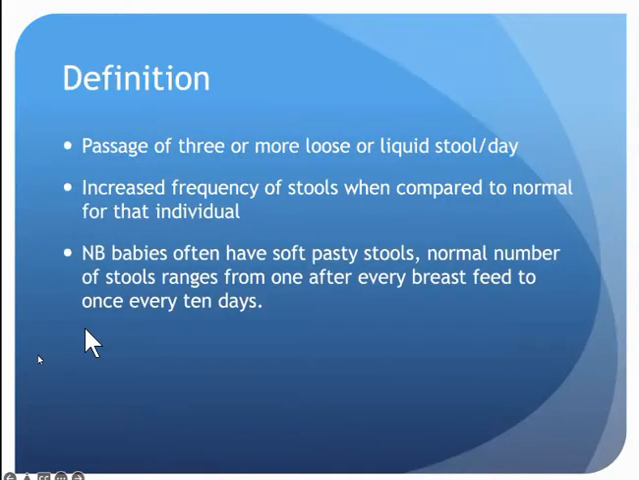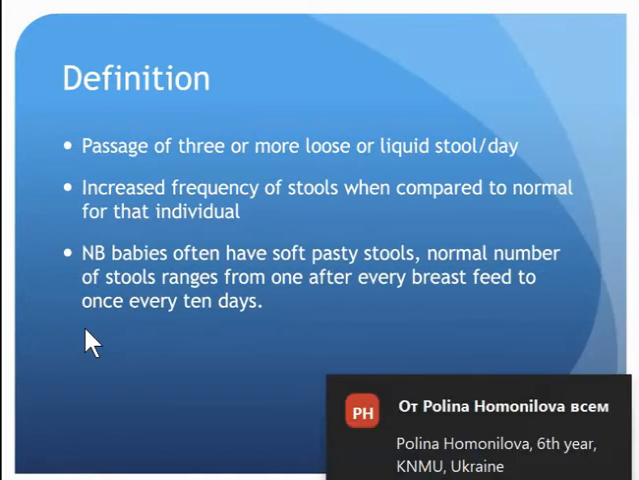So let's start with the definition of what actually is diarrheal disease. This is the passage of 3 or more loose or liquid stools per day. Now, those of you who have children or who are around babies will know that many of them will have far more stools than 3. So how do you differentiate between what is normal and what is pathological?